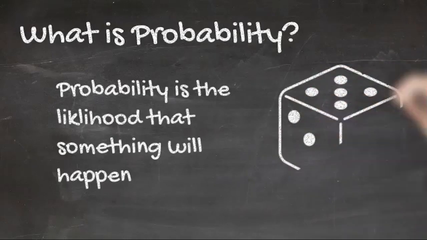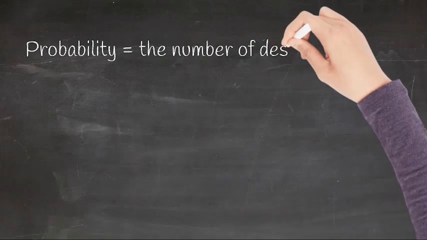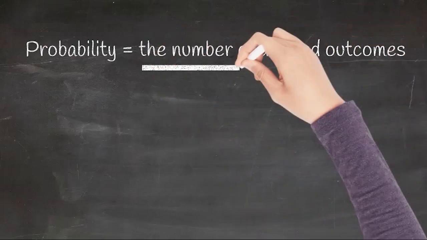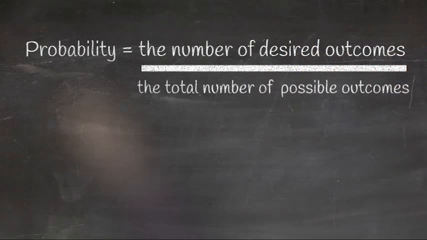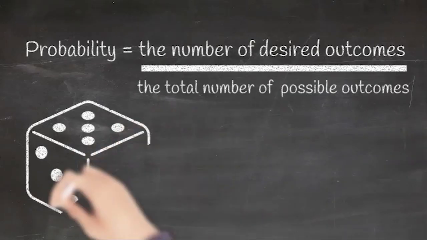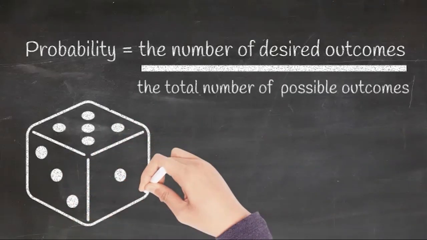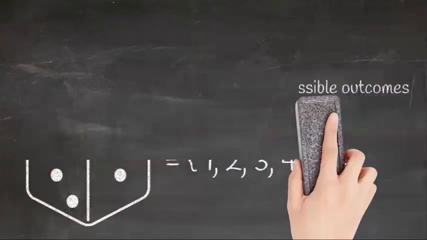Probability is the likelihood that something will happen. To calculate the probability, we take the number of desired outcomes and then we divide that by the total number of possible outcomes. An example of an outcome would be the different sides of a six-sided dice. So it could be 1, 2, 3, 4, 5, or 6.